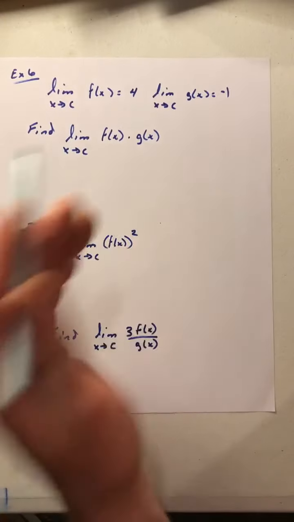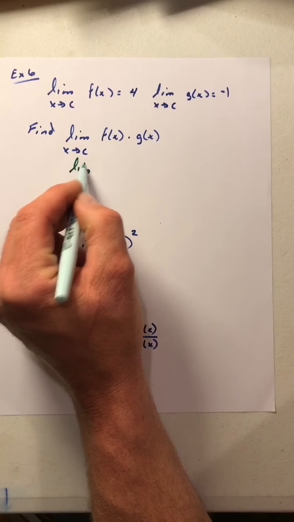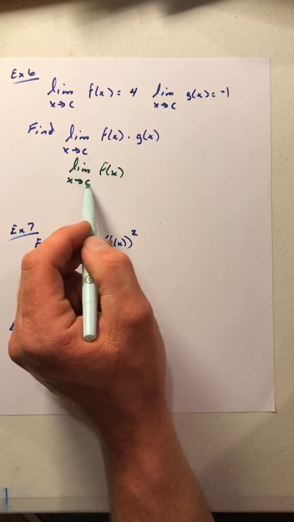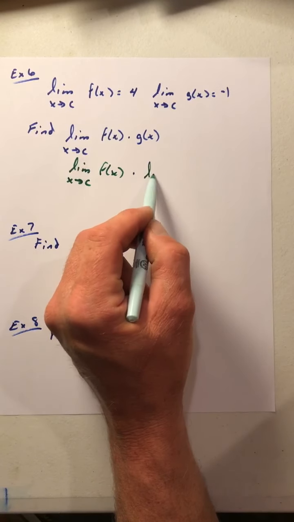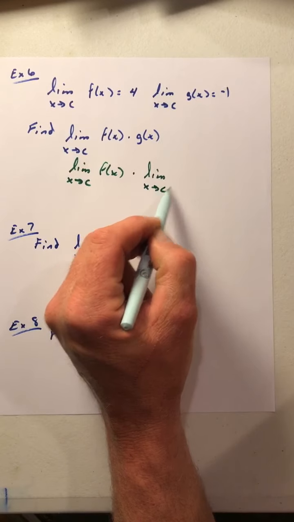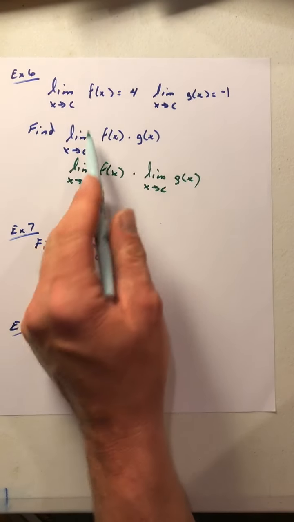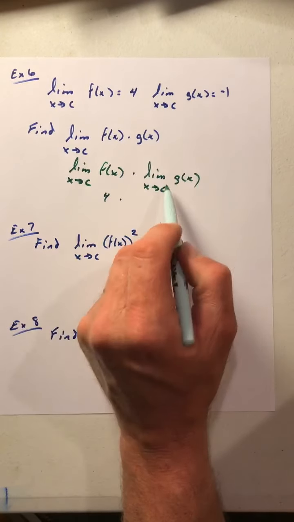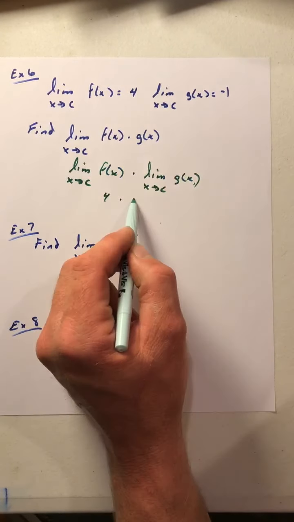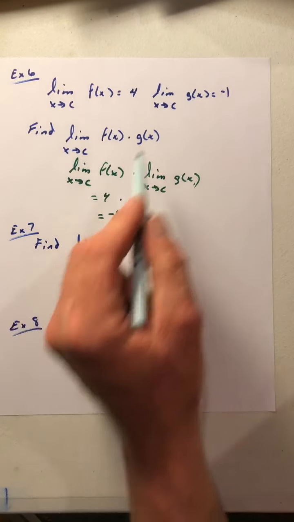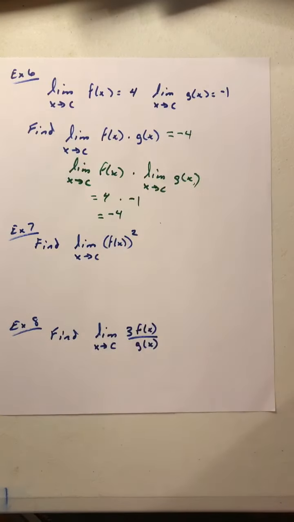If you want to write this out, you can, but hopefully, again, it's intuitive. I can write this as the limit as x goes to c of f of x times the limit as x goes to c of g of x. I know this limit, they tell us it's 4. I know this limit, they tell us it's -1. So 4 times -1 gives us -4. So the limit up here would be -4 as well.